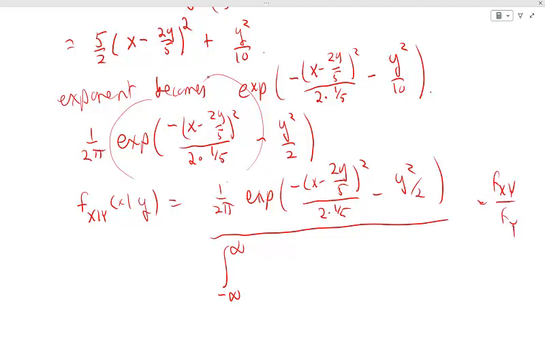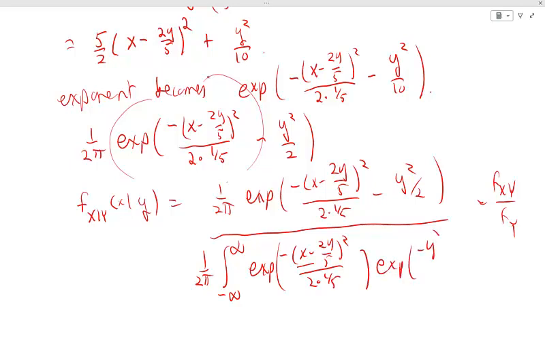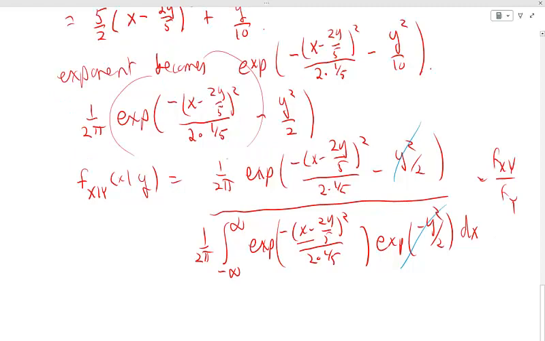And divide by the integral over x of 1 over 2 pi times exp of minus x minus 2y over 5 squared over 2 times 1/5. And then here I'm going to write this separately times the exponent of minus y squared over 2. And that's dx. Now this is a constant, so this cancels what's on top. These parts simply cancel out. And the denominator simply becomes a constant.